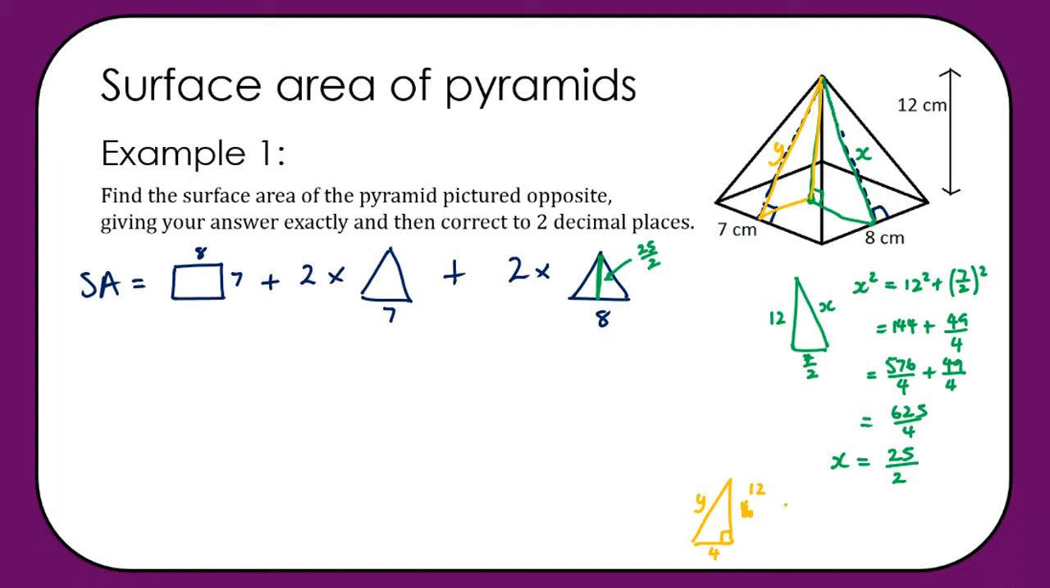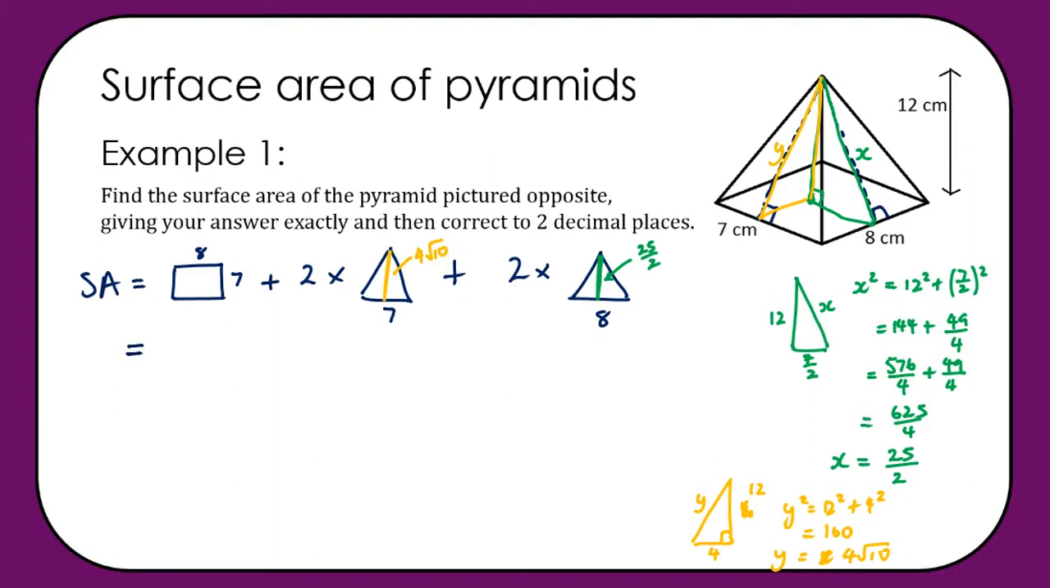So we know here that y squared is 12 squared plus 4 squared. So that's 144 plus 16, which will be 160. So y is the square root of 160, which is going to be 4 root 10. Alright, so that is this height here, 4 root 10. Okay, so now we have all the information to find our surface area.